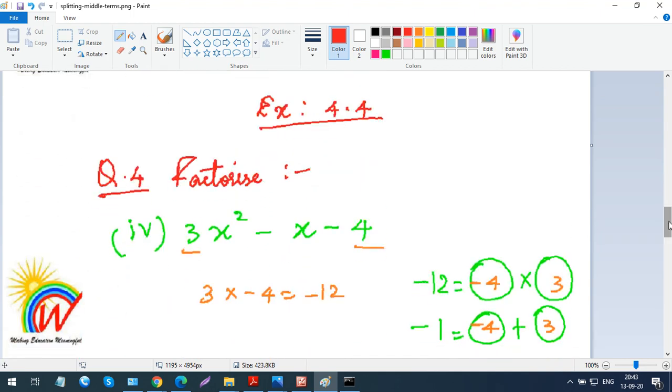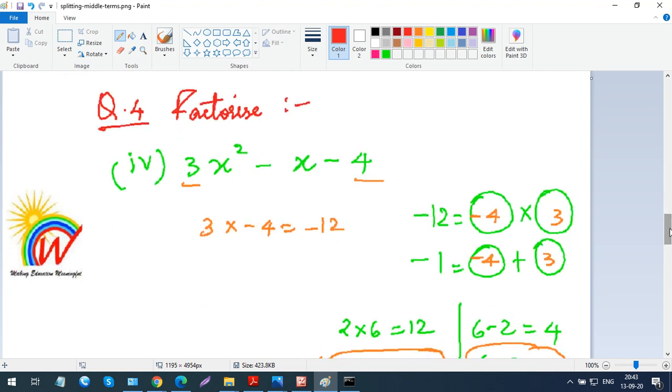Okay, exercise 4.4, question number 4, that is main, fourth main and fifth main, both are problems based on this kind of factorization, that is factorizing using the splitting the middle term method. So I'm going to show you how to solve one problem. I've just randomly picked one fourth problem.